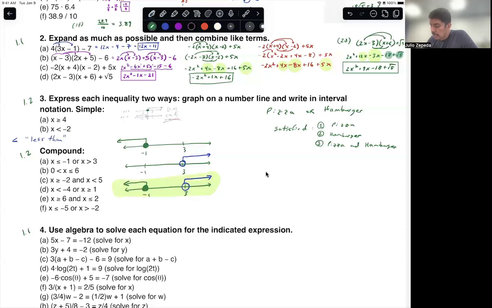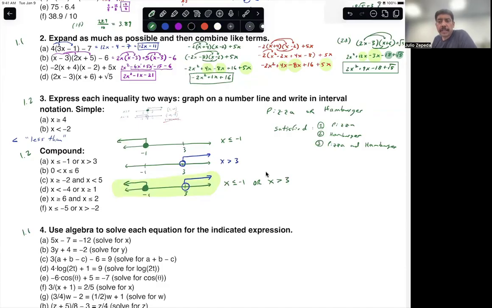This is x is less than or equal to -1. The second is x is greater than 3. The third is x is less than or equal to -1, or x is greater than 3. So that is our final solution there.